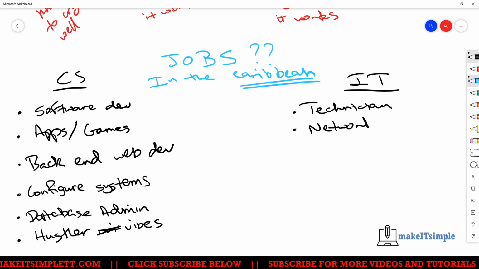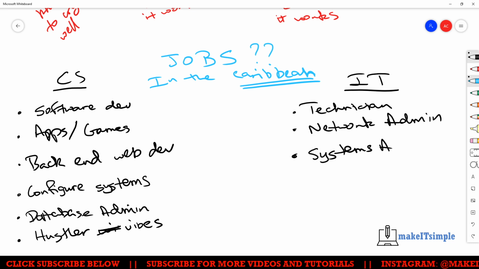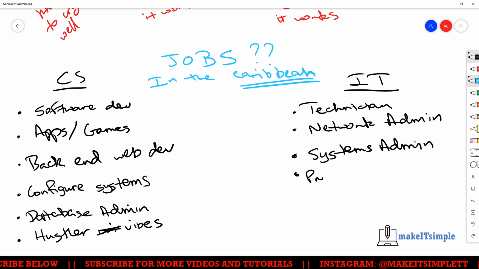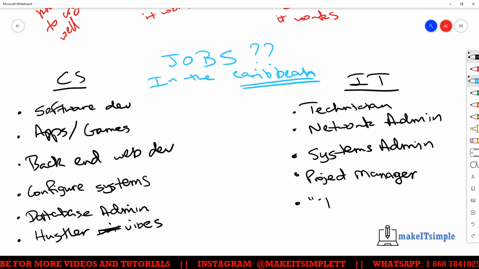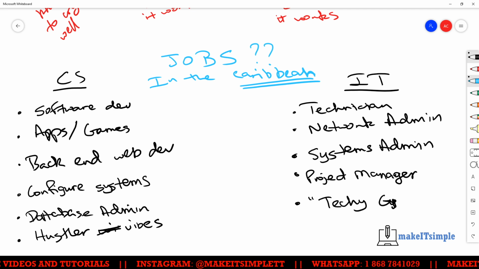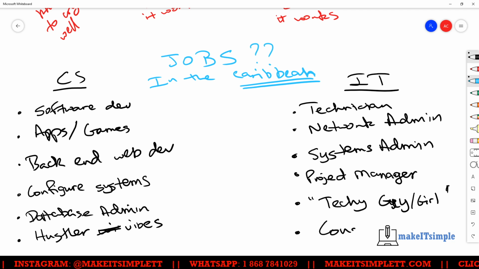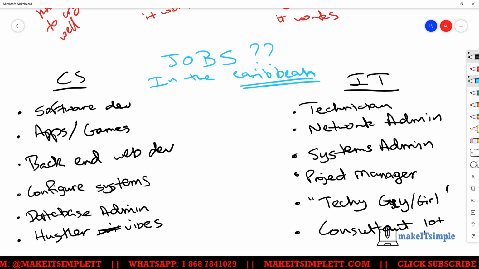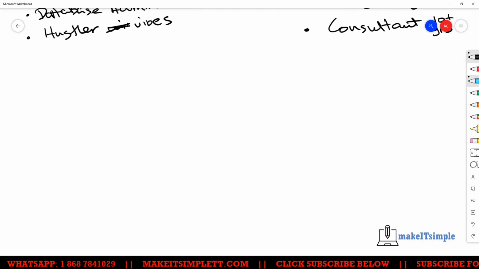IT is a more straightforward one. You get technicians, network admins, system admins, because you understand how things work and you just kind of put things in place. You do a little bit of project management, and you're just more likely the techie guy or techie girl because you know a lot about everything about IT and how it works. And usually after about 10 years, you could become a consultant with all the information that you have.